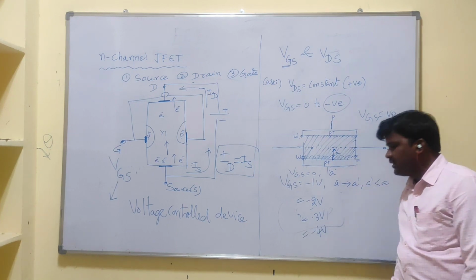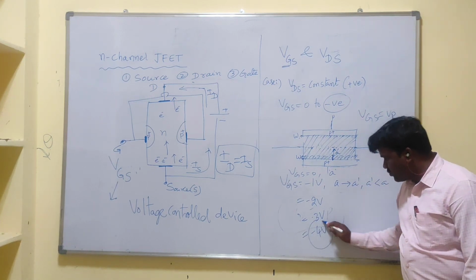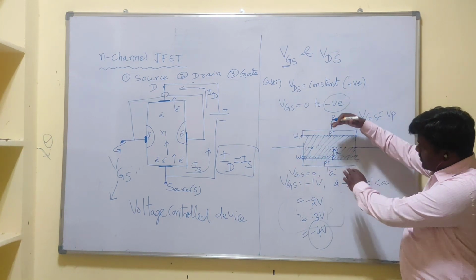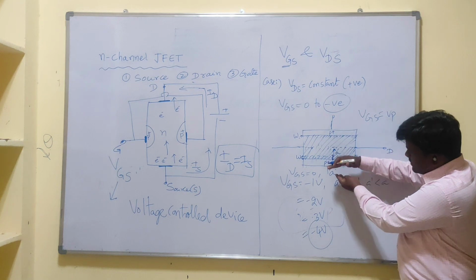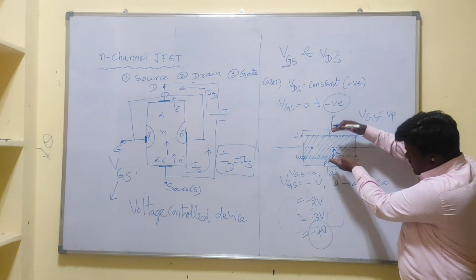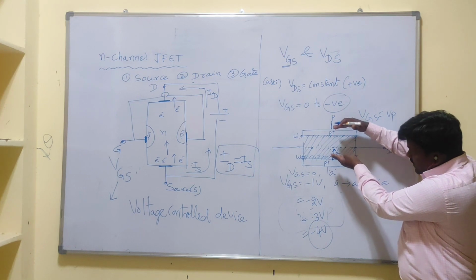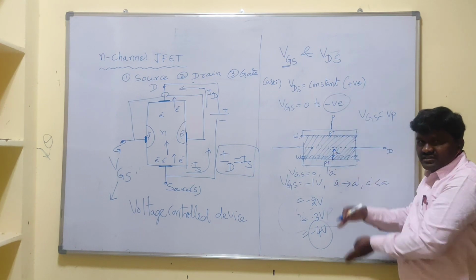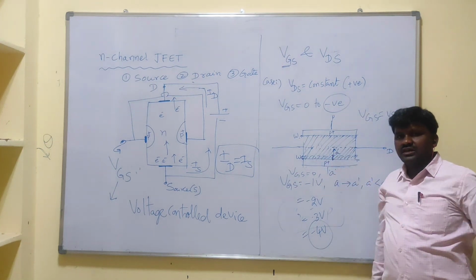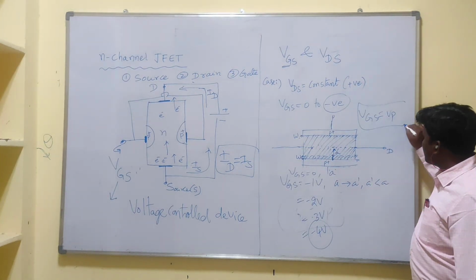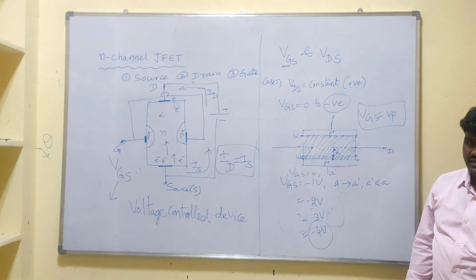At minus 4 volts, suppose, the depletion region will increase. That means this side depletion region increases, and this side depletion region increases. These two depletion regions increase and touch each other, and they will pinch off the channel. In that case, current will become 0. That voltage is known as the pinch off voltage.